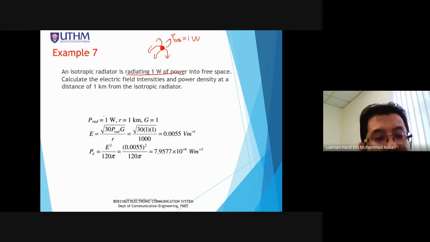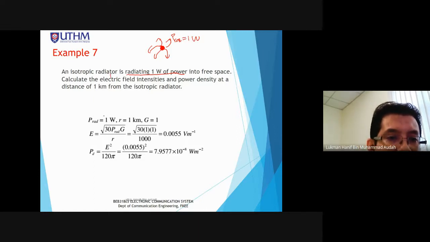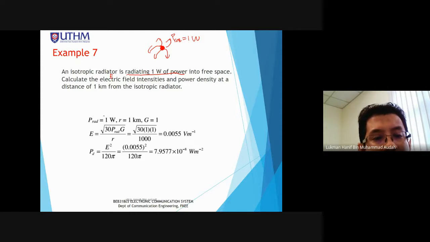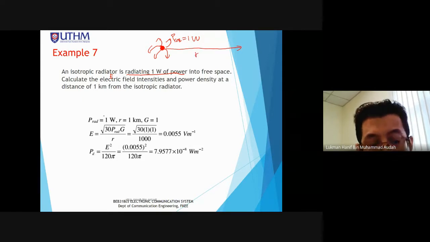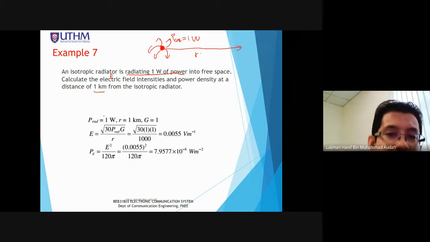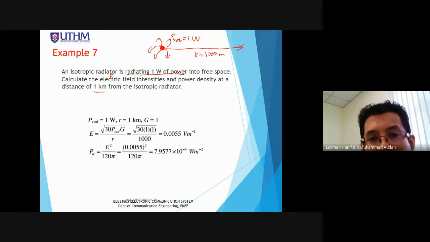Calculate the electric field intensity. Okay, calculate the E field, at a distance of 1 kilometer away from the isotropic radiator. So it means at distance R of 1 kilo. So remember, you need to change this into meters, which is equal to 1000 meters. Okay, this is at point X. So find the value of the E field. How much is the E field?